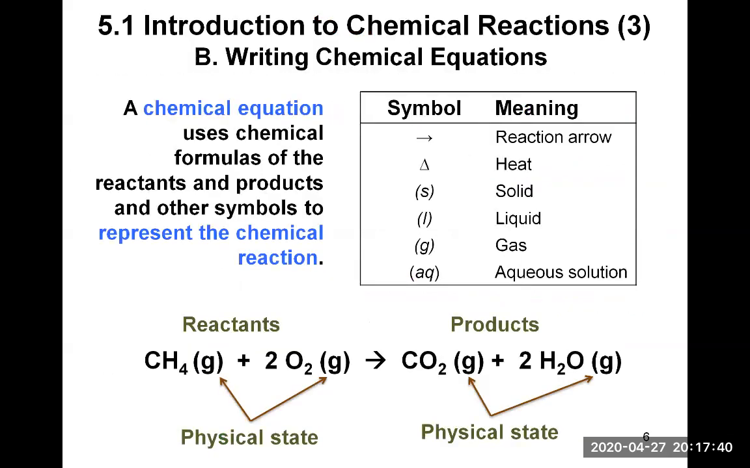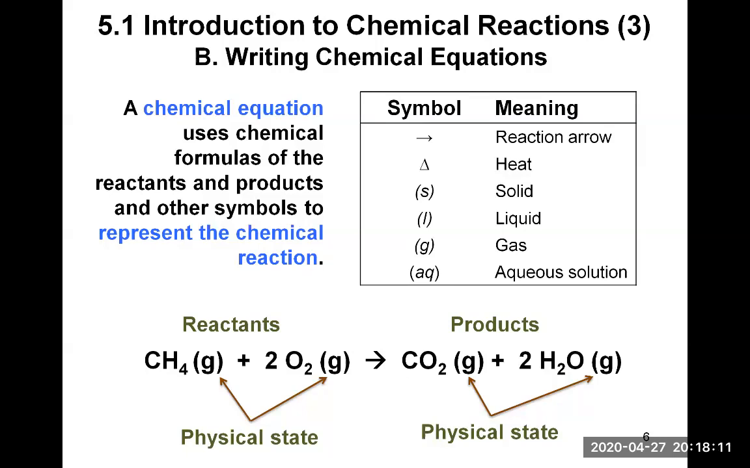You will learn to write chemical equations in this chapter. There are some symbols that we use. A chemical equation uses chemical formulas of the reactants and the products, and other symbols to represent the chemical reaction. You have an example here of the combustion reaction of methane with oxygen to form carbon dioxide and water.